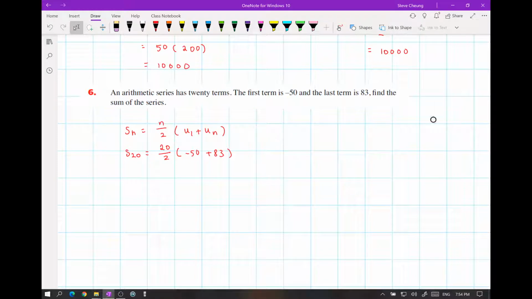So we want to find the sum of the series. So basically everything is given. So that's just 10 times 33, which is 330.